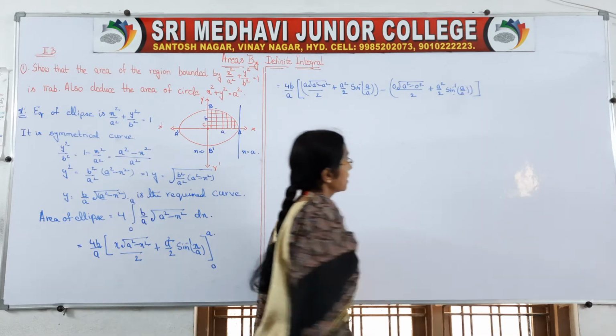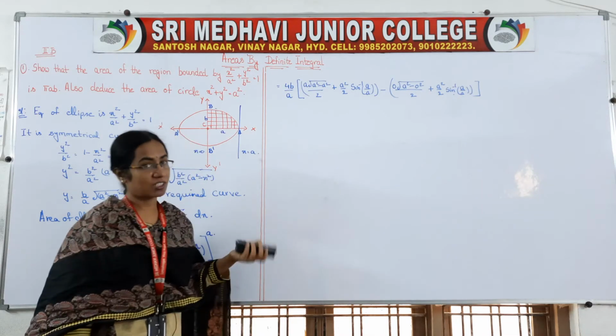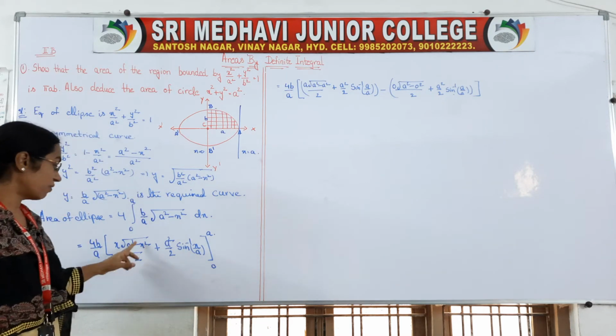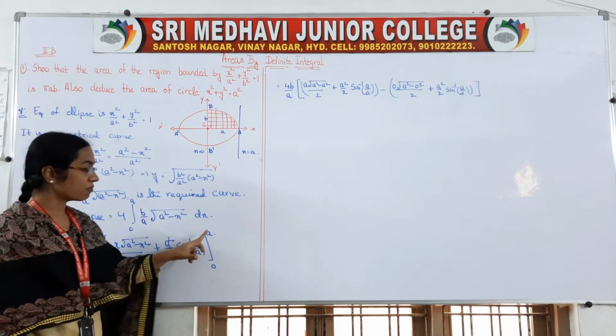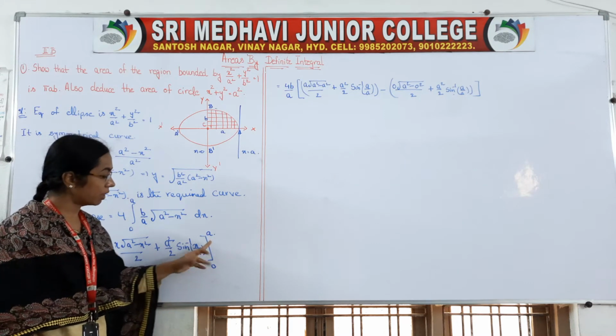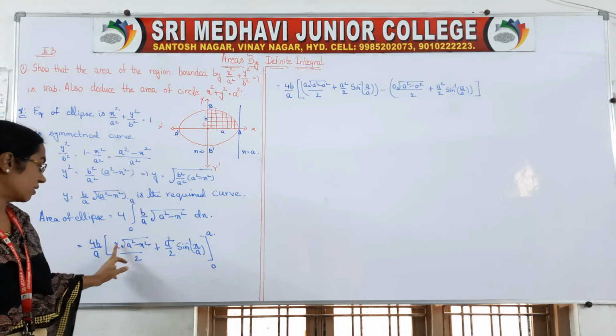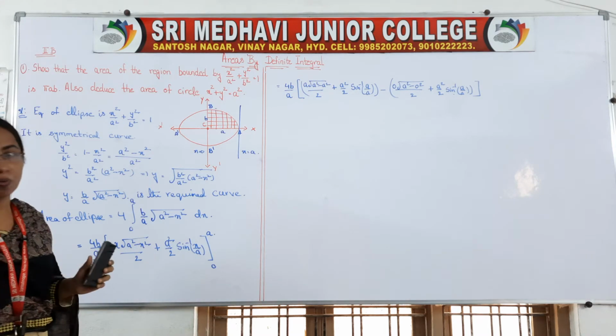So after substitution, in the derived function, wherever x is there, first we have to substitute the upper limit, then minus, in the derived function wherever x is there, we have to substitute the lower limit.